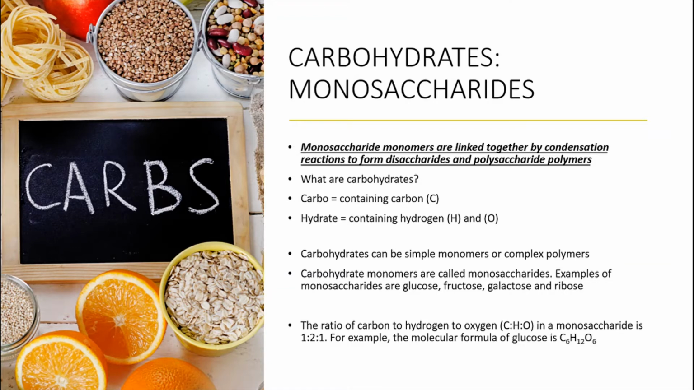When we talk about monosaccharides, the carbons, the hydrogens, and the oxygens always exist in a fixed ratio. And that ratio is a 1 to 2 to 1 ratio. So for example, if we take the molecular formula of glucose, which is C6H12O6, we can see that the ratio of C to H to O is a 6 to 12 to 6 ratio. And if we simplify this, this is a 1 to 2 to 1 ratio. So in monosaccharides, the ratio between carbon, hydrogen, and oxygen is 1 to 2 to 1.